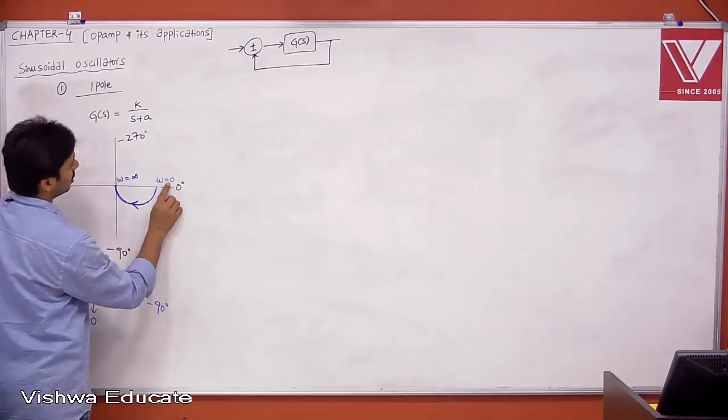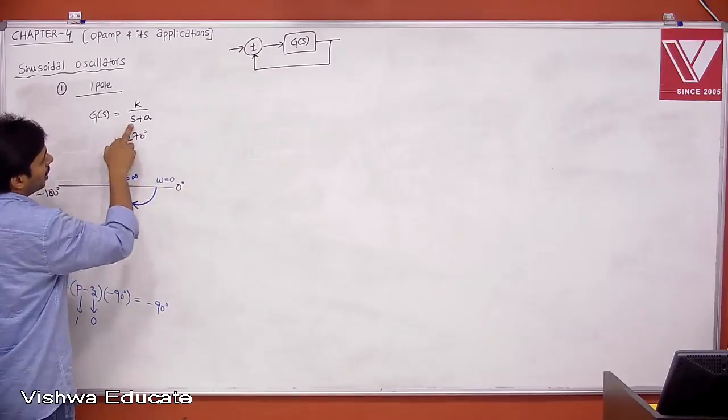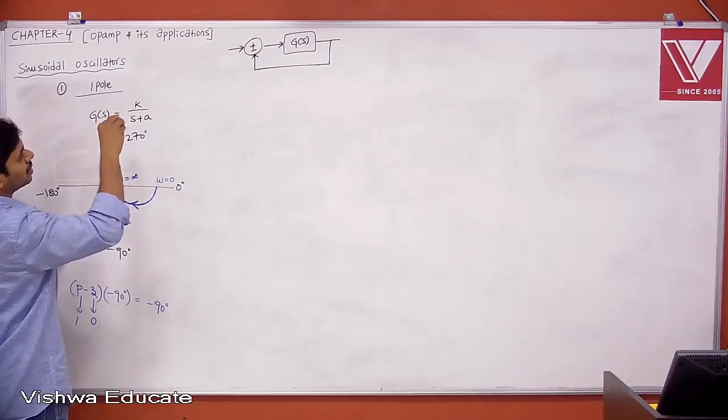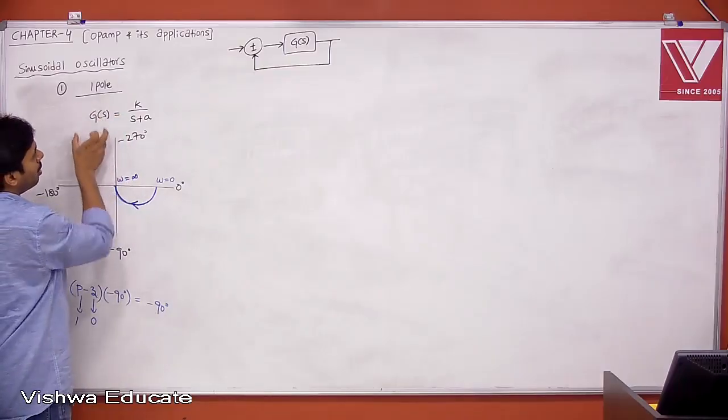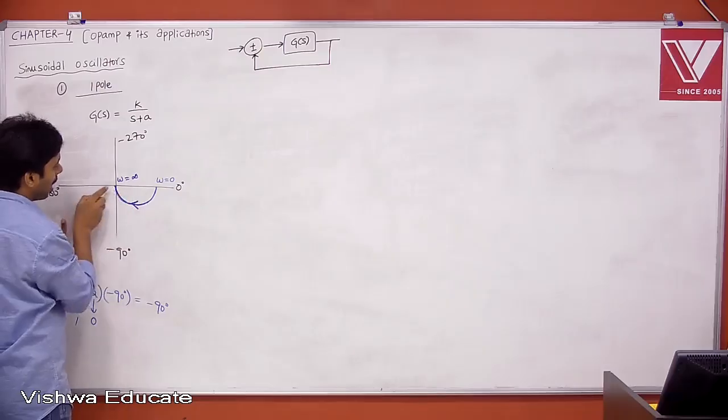When omega is equal to 0, the gain is K by A. When omega is something else, it is K over root of A square plus omega square. As omega is increasing, your gain mod G of S will decrease. Therefore, the magnitude is decreasing. Slowly the magnitude will become 0.